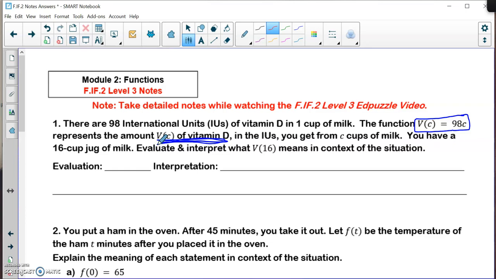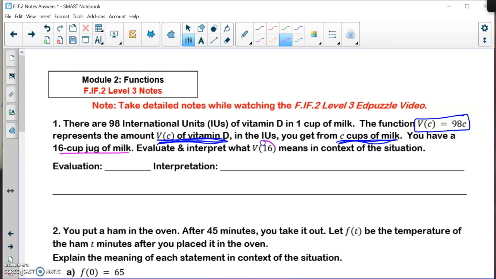So that's essentially my Y value. Y is the amount of vitamin D in IUs that you get from C cups of milk. So that C is technically like your X in the equation. You have a 16-cup jug of milk. We want to evaluate and interpret what V of 16 means in context of the situation.